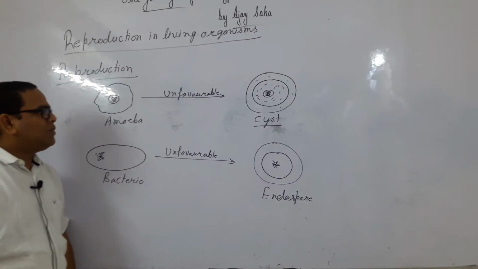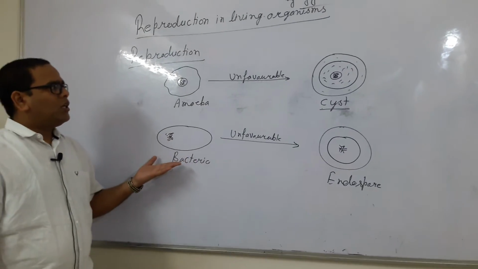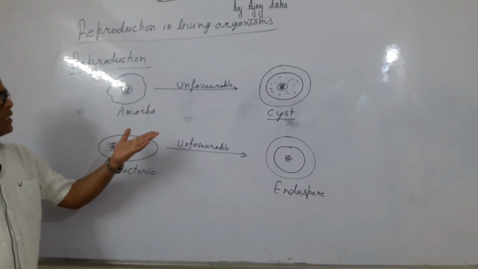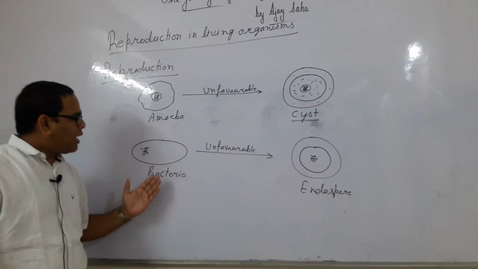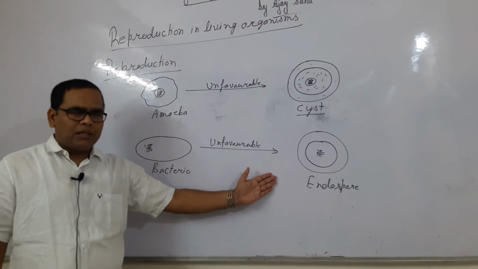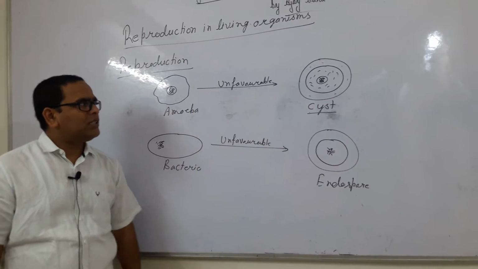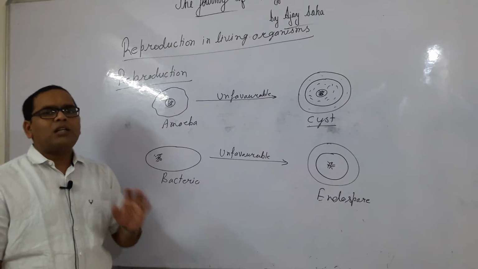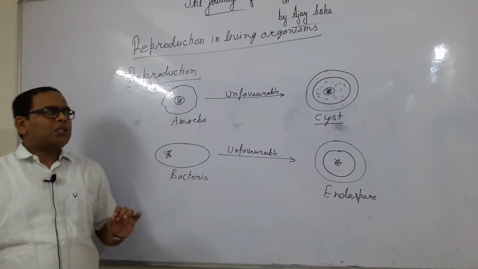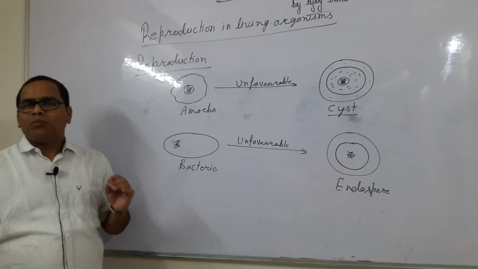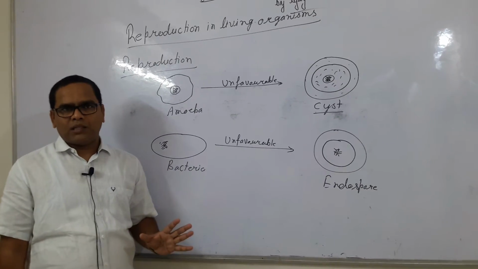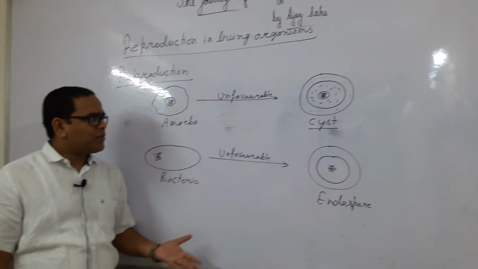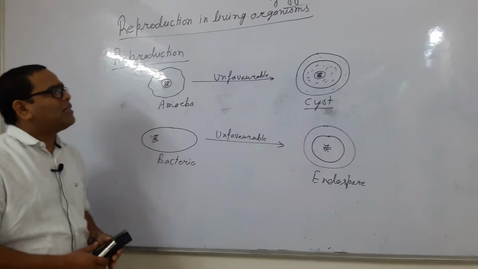And this process we study in reproduction. Definitely, in this case, we are not observing any increase in the number of amoeba or bacteria. But still we are studying it in reproduction. It clearly shows that reproduction is not only multiplication, not only increasing the number of organisms. It is something else. What is that something else?